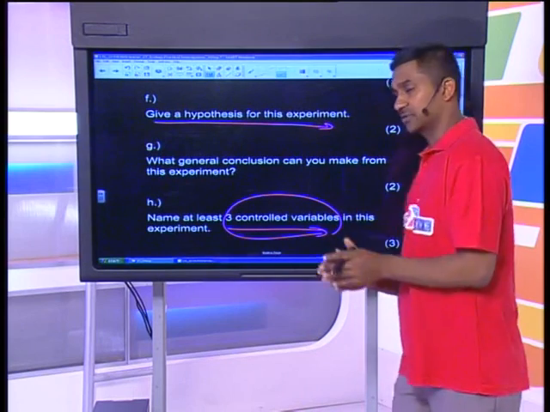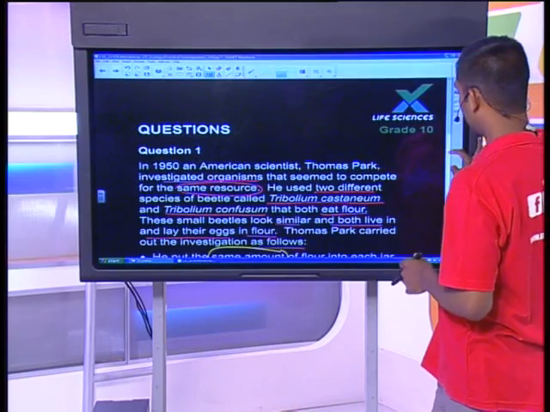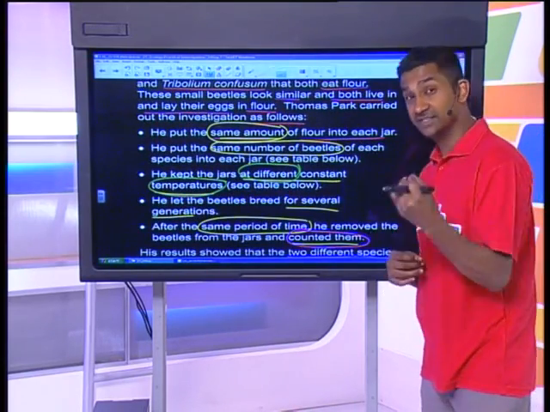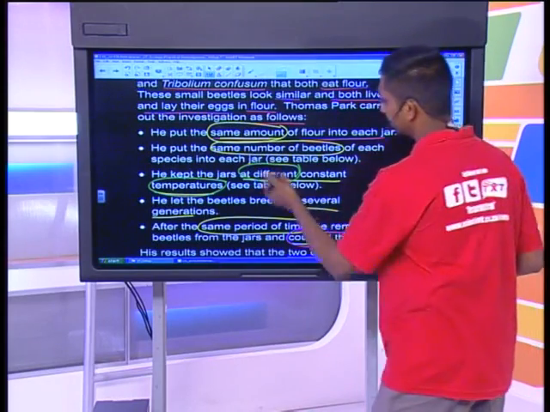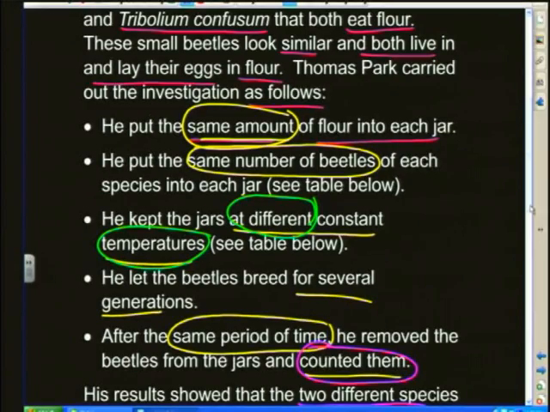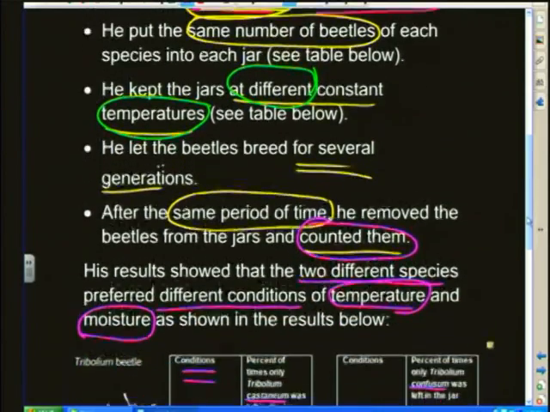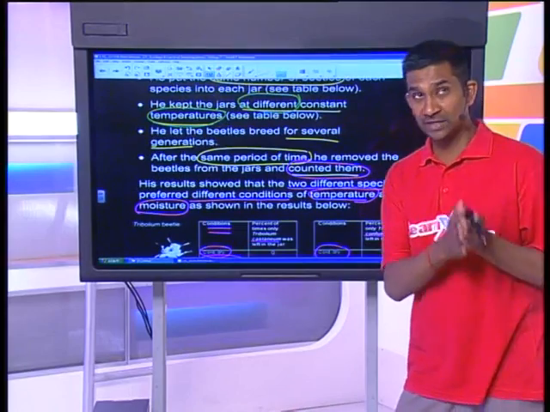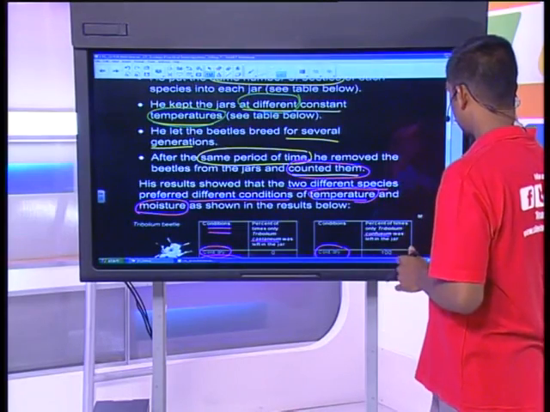And as I started reading the question, I think it's good practice for you to be able to do that. Read the question, read the method, and start identifying. In this case, I highlighted them in yellow, and here you can see same amount of flour, same number of beetles. We also spent the same period of time in the beaker, so that's 1, 2, 3. And they were also kept for the same time. So here we've identified 4 control variables that ensured that the experiment was consistent and accurate.